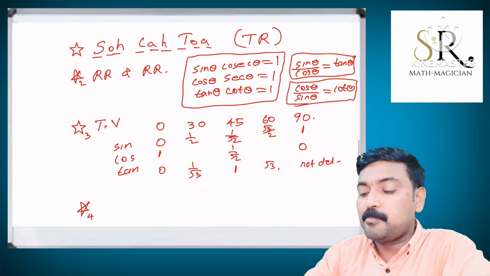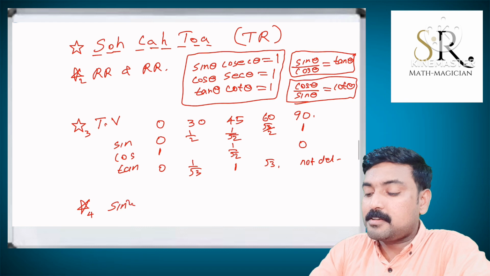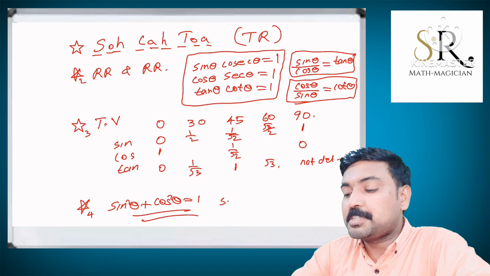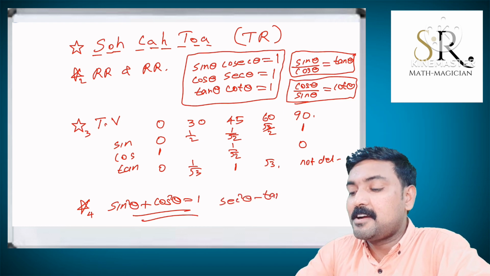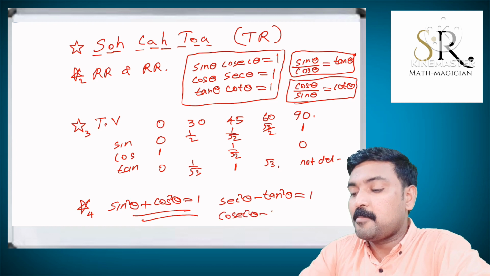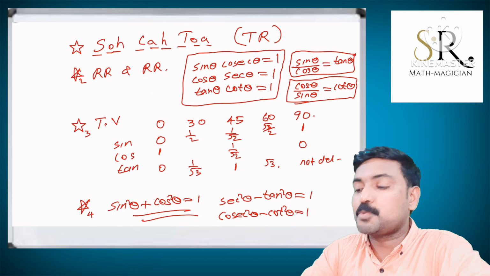Fourth and final point. Sine square theta plus cos square theta is equal to 1. Two more equations are there. Sec square theta minus tan square theta is equal to 1. Cosec square theta minus cot square theta is equal to 1.